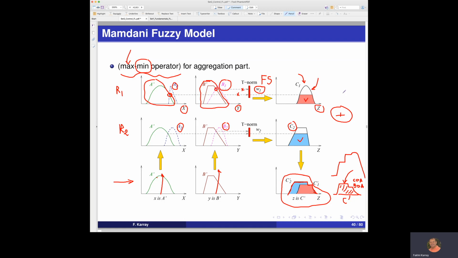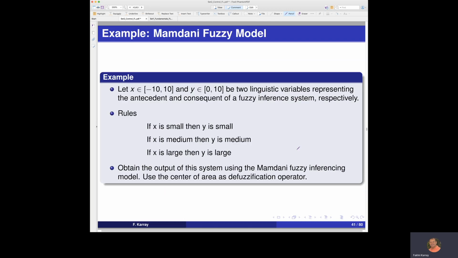We have seen here 2 rules, R1, R2, but we could have 16 rules. We could have 100 rules. We could have thousands of rules. And we use exactly the same formulation that we have utilized here. Okay, so this is one representation for the Mamdani fuzzy model. So let's look at this particular example.